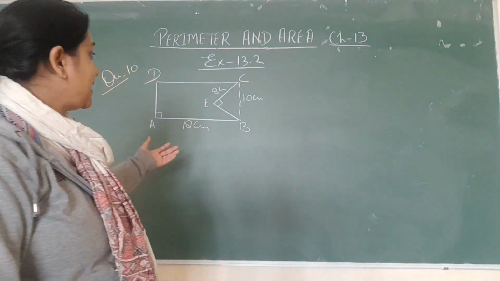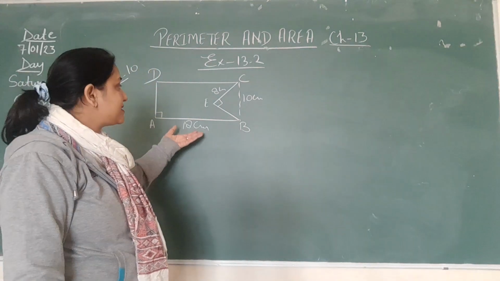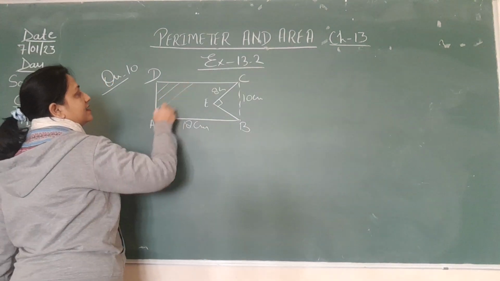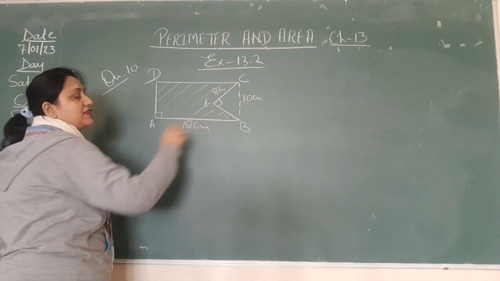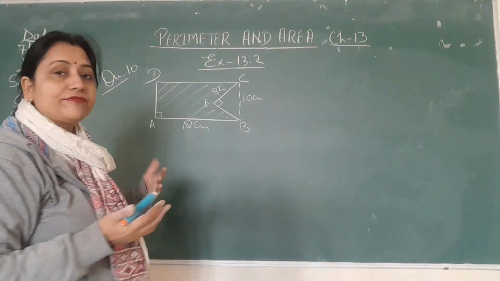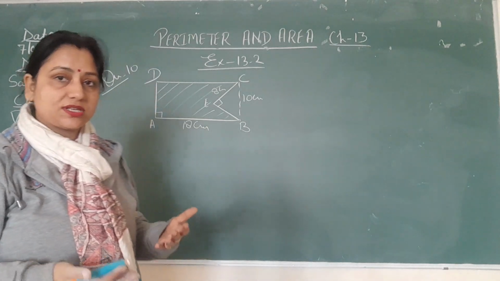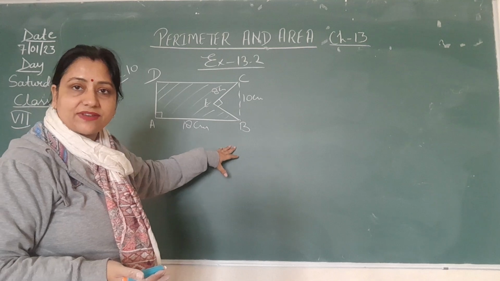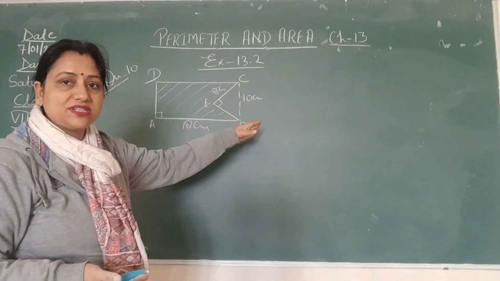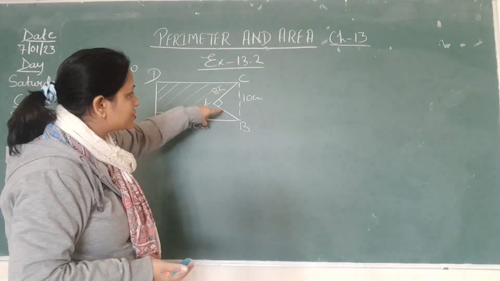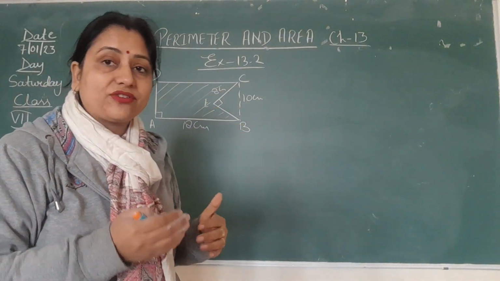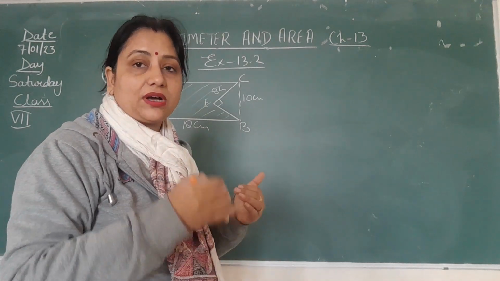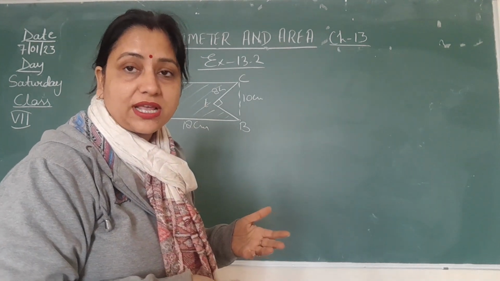In question number 10, the figure is like this, and in this adjoining figure you have to find the area of the shaded region. The given values: this is a rectangle, the length is 18 centimeter and the breadth is 10 centimeter. And one triangle is also there, inside this rectangle. So how can we find the area of the shaded portion?